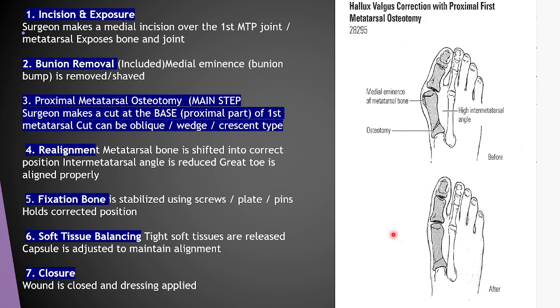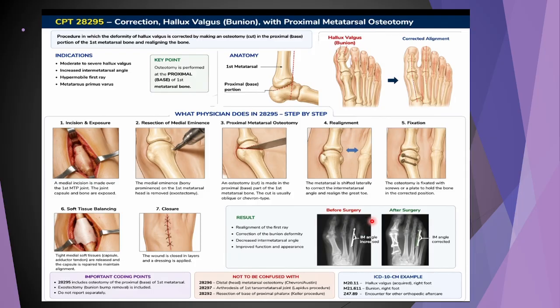Okay. So next, you can see that he will just make an incision. Identify the bone and joint. After that, resection of the medial eminence, that is the bony bump removal. And he will make a cut into the base of the first proximal metatarsal. After that, realignment and fixation are done using screws and pins, soft tissue balancing is done, and the wound is closed. Okay.